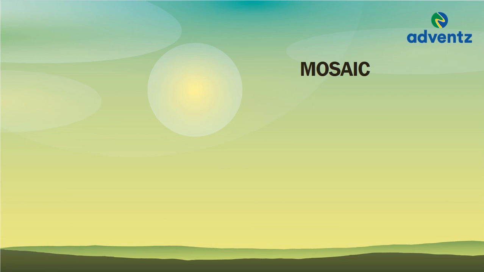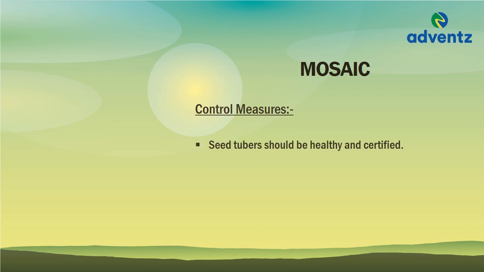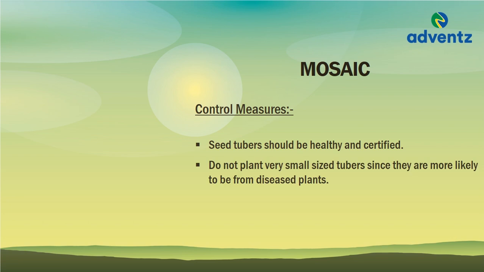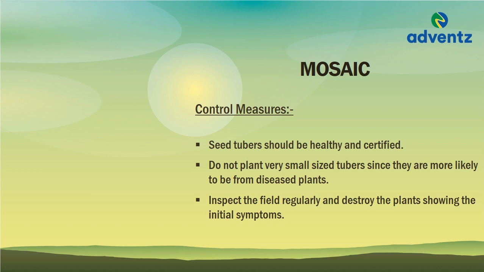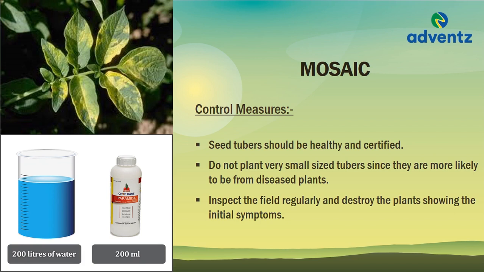These are, one, we should choose seed tubers which are healthy and certified. Second is that when we have very small size tubers, we should not plant them because they are likely to be from the diseased plant. Third is that the plants which are showing initial symptoms should be destroyed, which means that we should inspect the field regularly and destroy the plants which are showing initial symptoms. And the last control measure is to spray paramida at the rate of 200 milliliter per 200 liter of water per acre at 10 to 15 days interval to check the occurrence of insects.